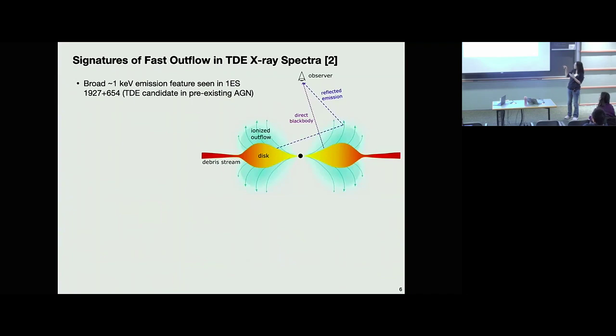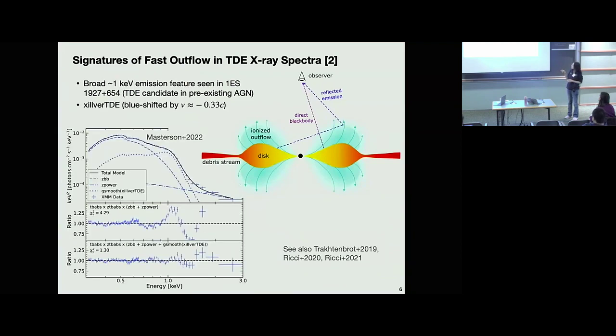This model was actually developed fairly recently to explain the X-ray spectrum of the source 1ES 1927+654, which is likely a TDE in a pre-existing AGN. The model's name is Silver TDE, presented by Masterson in 2022. Here, to explain this very strong residual that peaks at 1 keV, you need this broadened Silver TDE reflection component to be blueshifted by 0.33c, and this again indicates the existence of very fast outflows.